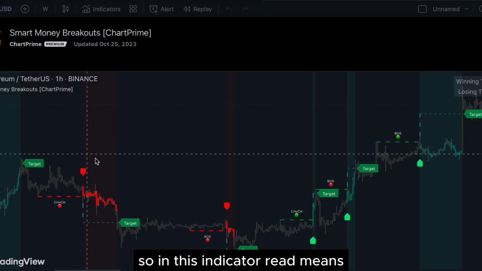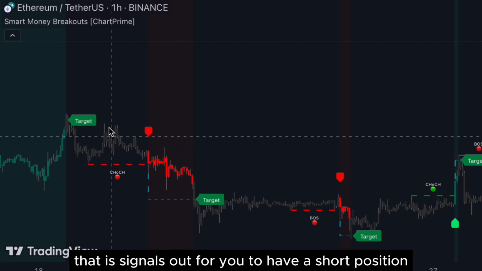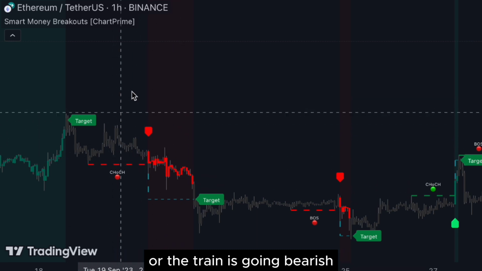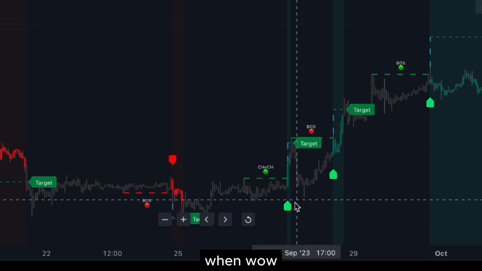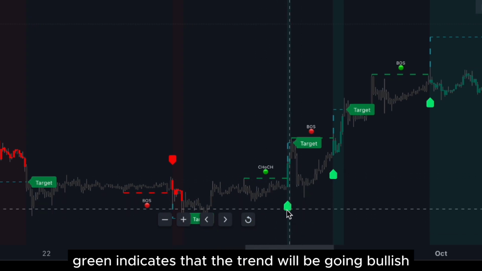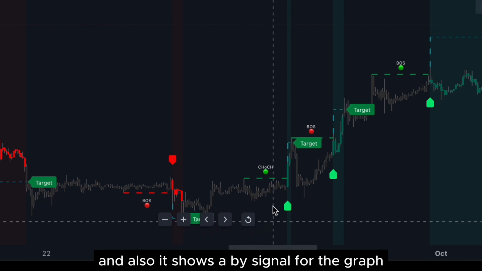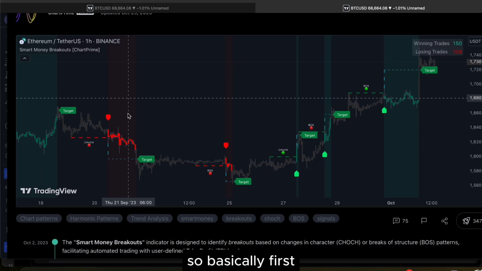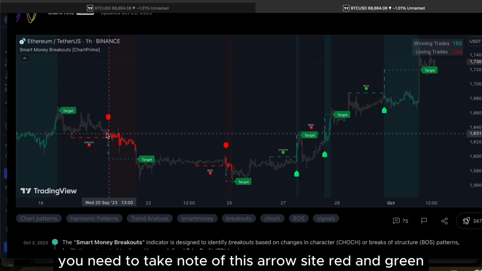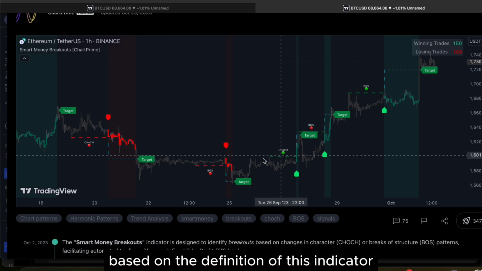In this indicator, red signals for you to have a short position, or that the trend is going bearish, while green indicates that the trend will be going bullish, and it also shows a buy signal for the graph. So first you need to take note of this arrow, red and green, and it will also provide the target based on the definition of this indicator.